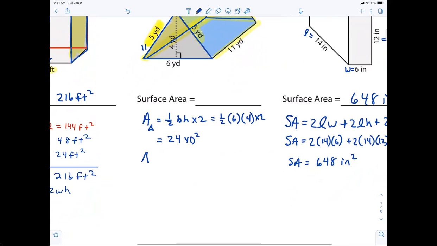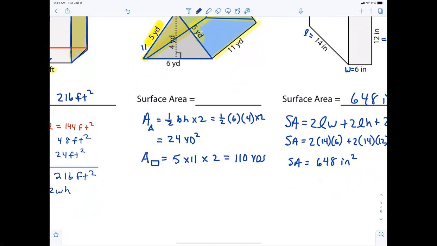The area of the side wall is 5 times 11, but then there are 2 of them, so I'm going to multiply it by 2. Is everybody okay with that? So 5 times 11 times 2 is, of course, 110 square yards.